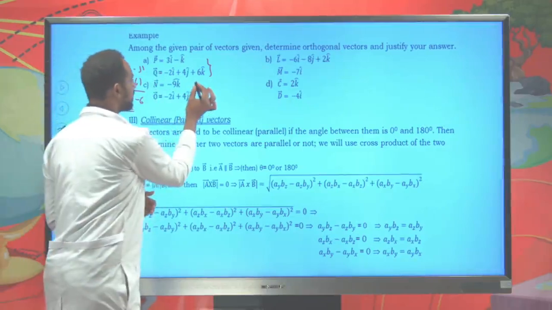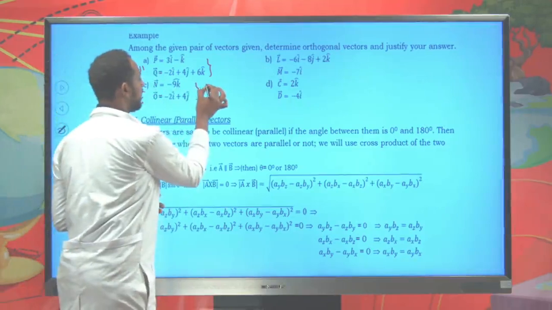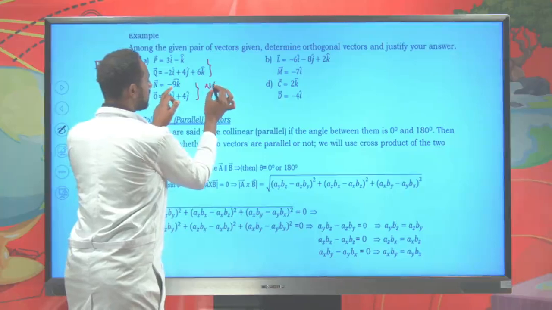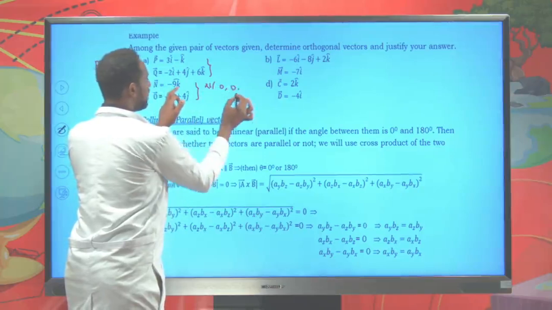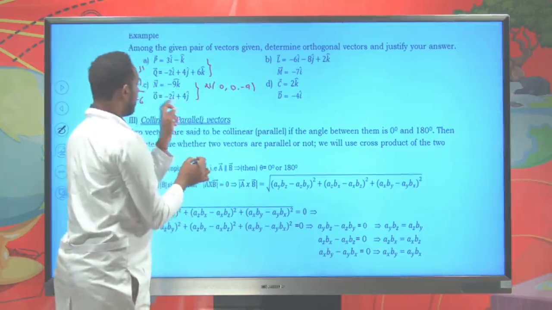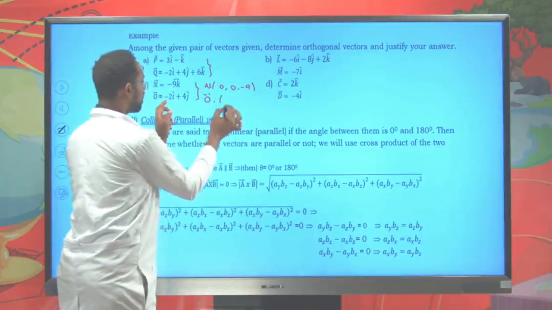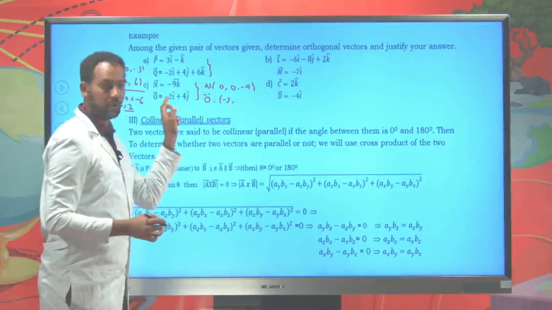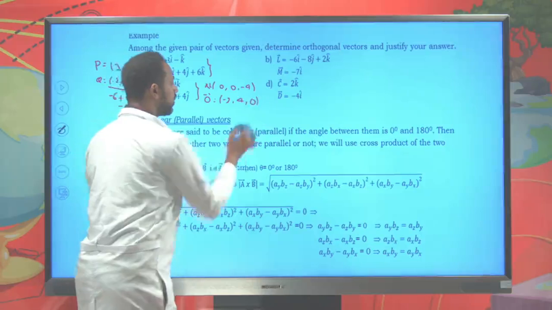Now let's try to check whether these two vectors are orthogonal or not. What are the components of vector n? We don't have I, therefore it is 0. We don't have J, 0. The only thing that we have is the K component. It is negative 9. And here, vector O. The components of vector O are negative 2 for the I component. The J component is 4, and we don't have the Z component.